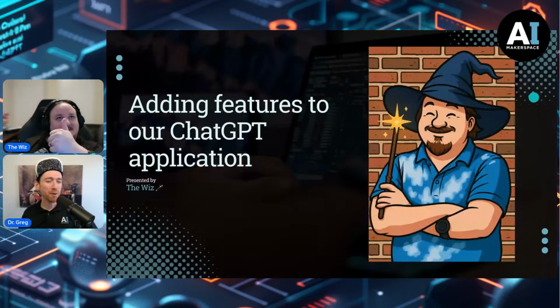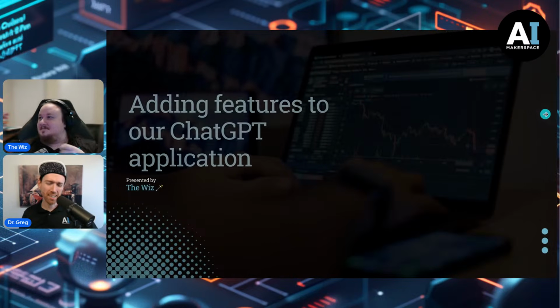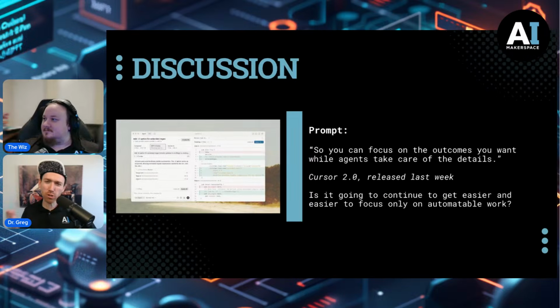So I want to just follow up on that incredible demo here. Cursor 2.0 came out last week, and they said, quote, so you can focus on the outcomes you want while agents take care of the details. And I just want to linger on this point. Is it becoming easier than ever to just do work that's going to be automated? It seems like it is.